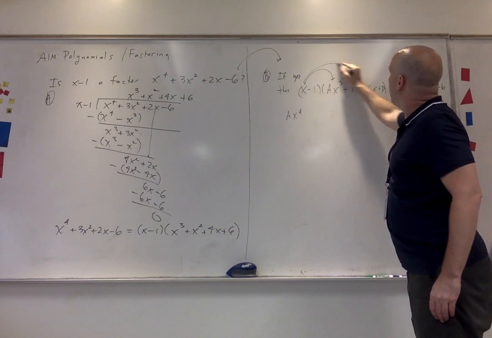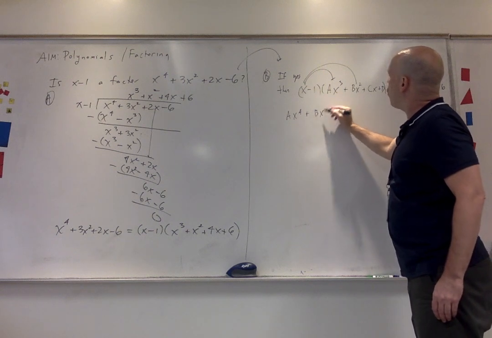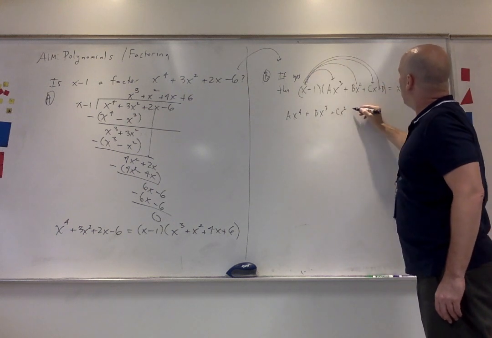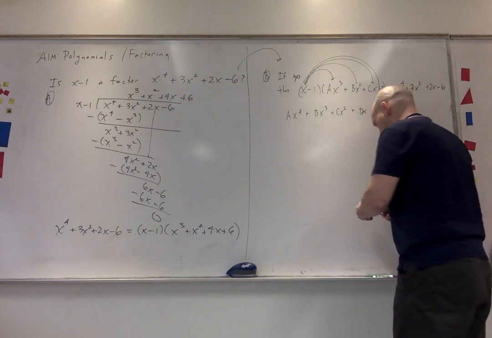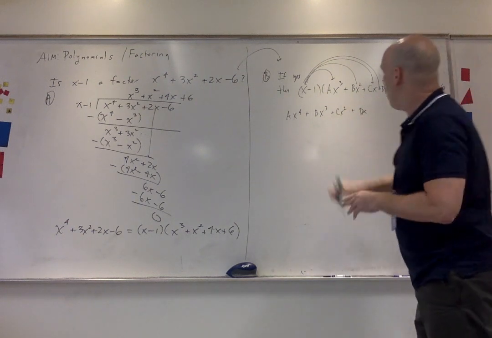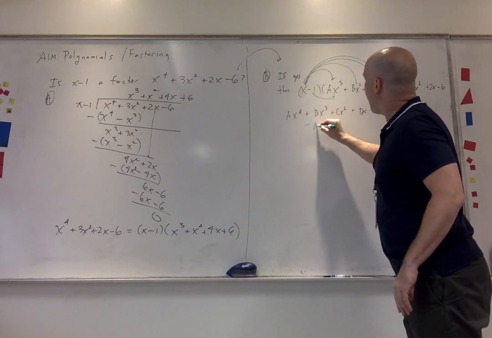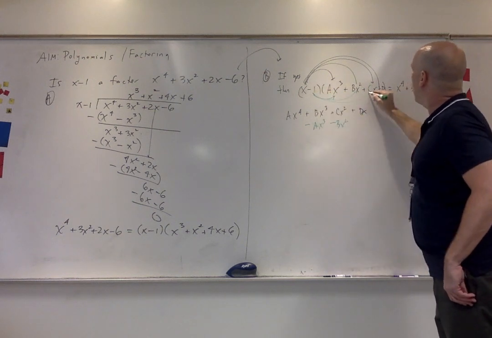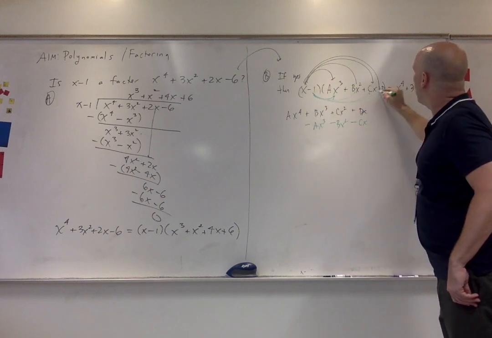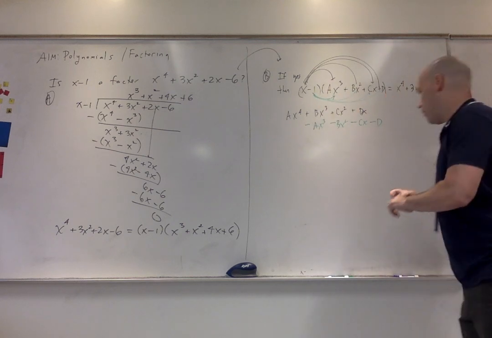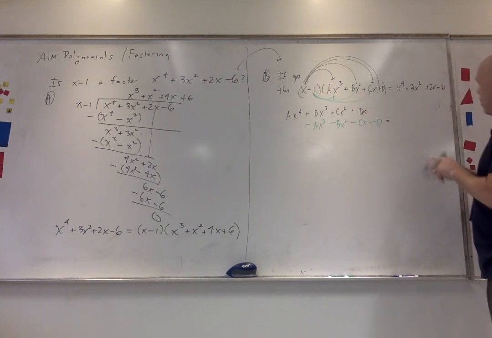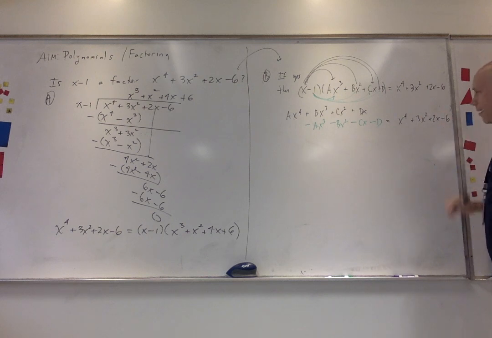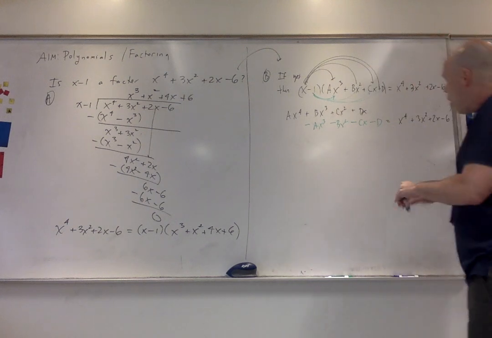They're saying, fine, ax to the fourth plus bx to the third plus cx squared plus dx, minus ax to the third minus bx squared minus cx minus d is equal to what? x to the fourth plus 3x squared plus 2x minus 6. Still old school, but bear with me. Well, you can kind of get some idea here.